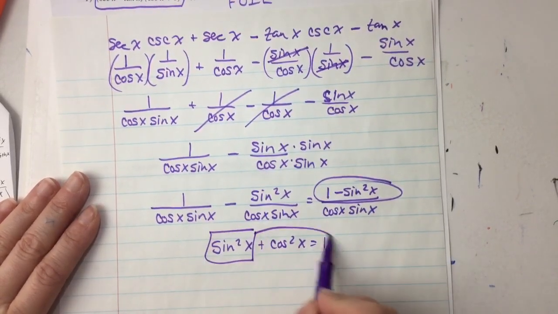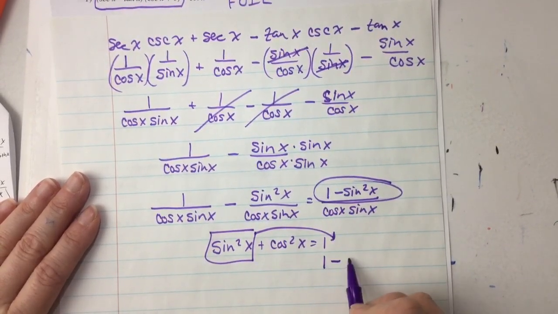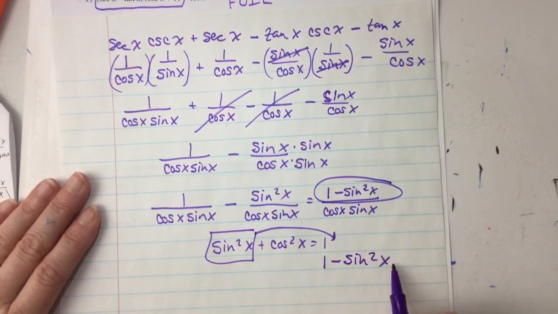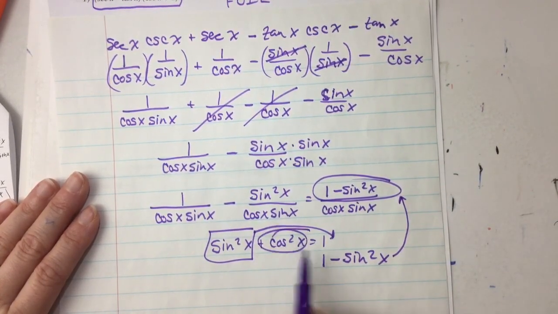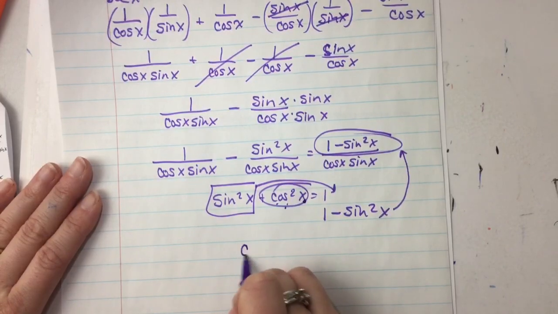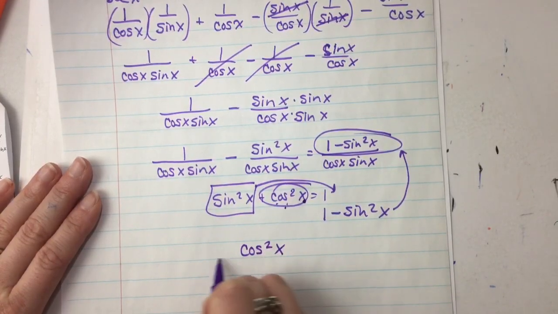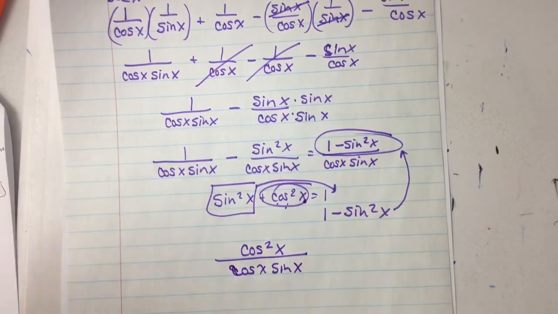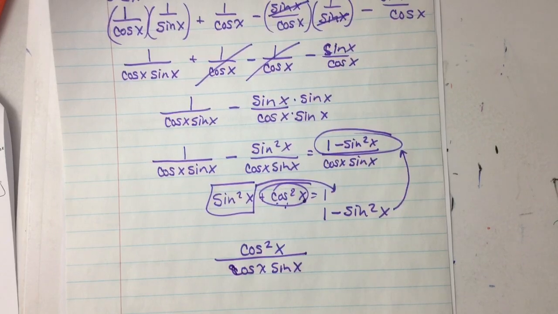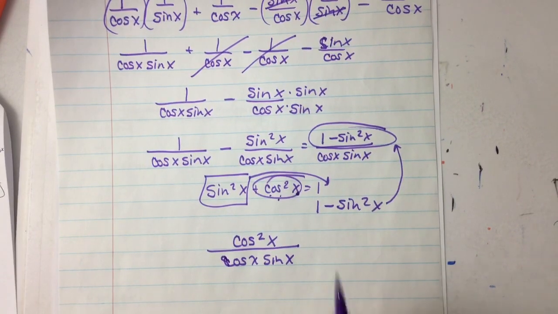So if I go ahead and I minus the 1 over, this side is 1 minus sine squared of x because that's what I have on the top of the fraction. When I move that, I can see that this really has a value of cosine squared of x. So the numerator is cosine squared of x over cosine of x sine of x. Okay, so I have it down to there.